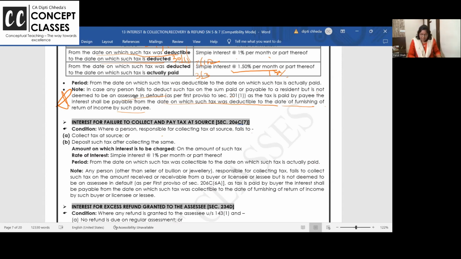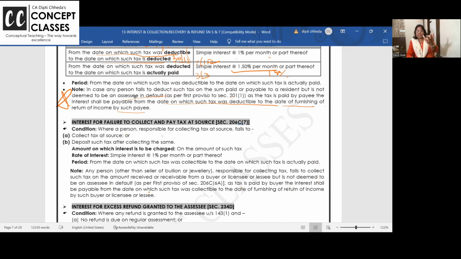Any person other than the seller responsible for collecting tax fails to collect such tax on amount received or receivable from a buyer or seller but is not deemed to be an assessee in default, as tax is paid by the buyer, interest shall be payable from the date on which tax was collectible to the date of furnishing the return by the buyer.